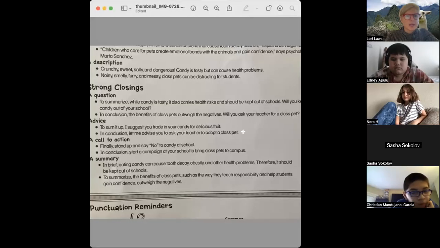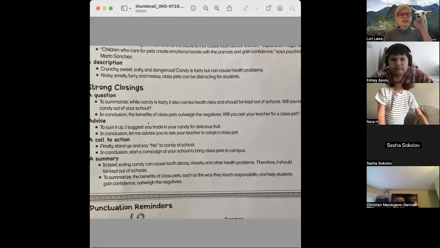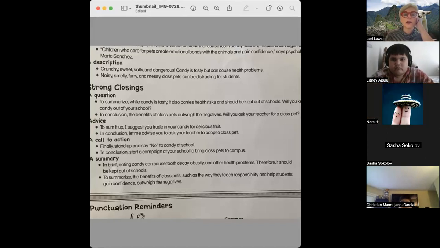There we go. So this is a picture of your handout that you had, the one that I handed you that's the big graphic organizer. And it says a strong closing could end with a question. I like this because this gives you suggestions of how to end your essay. For example, you could say, to summarize, while candy is tasty, it also carries health risks and should be kept out of schools. Will you keep candy out of your school?